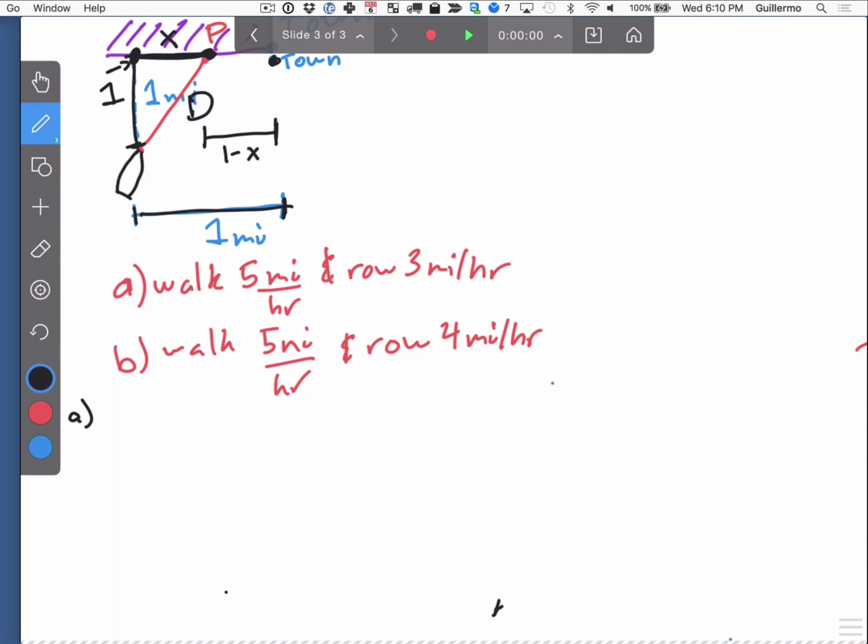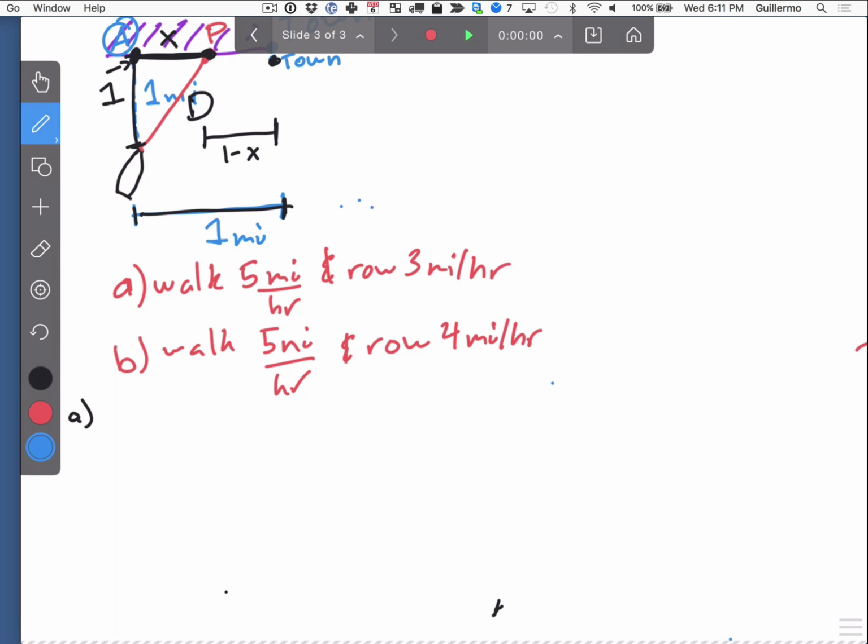Okay, so any questions so far? We doing okay? So you labeled x the whole 1 mile or just from 1 to P? For x is from this point, let's see, well, maybe we should call it something else. Maybe A. From point A to P is x.